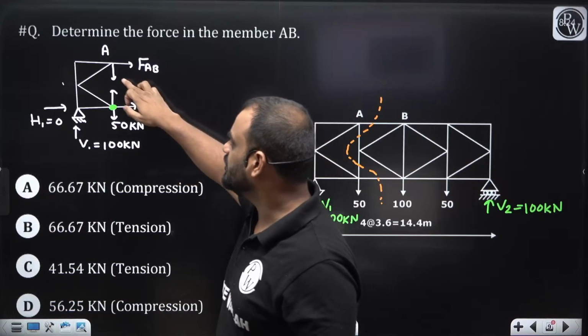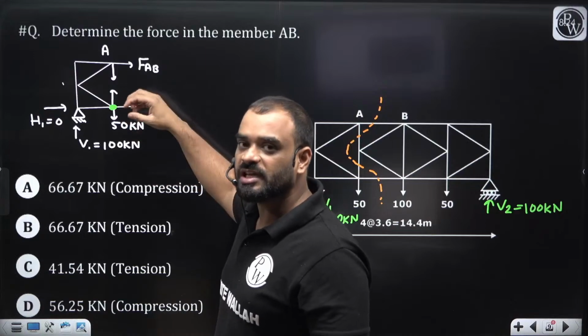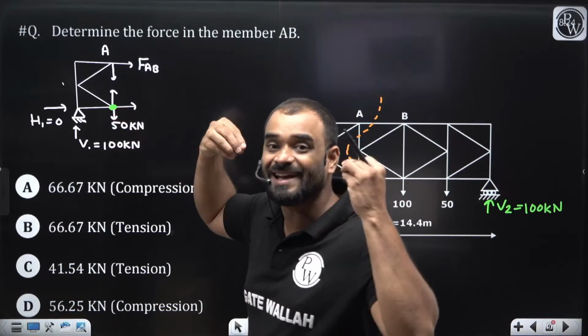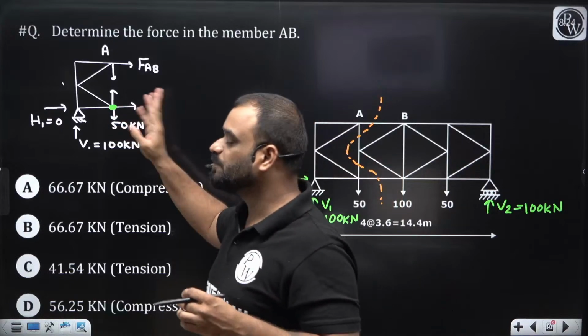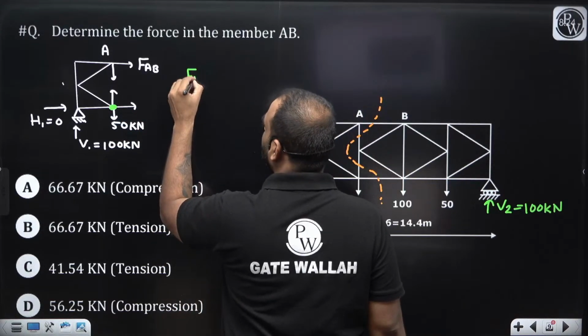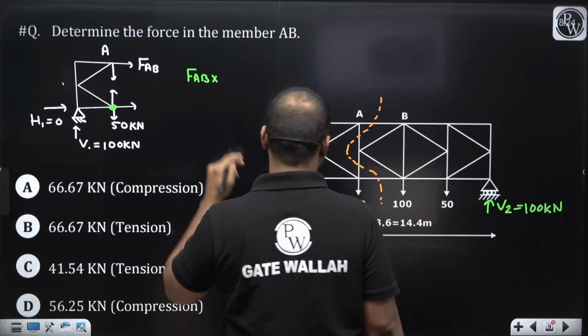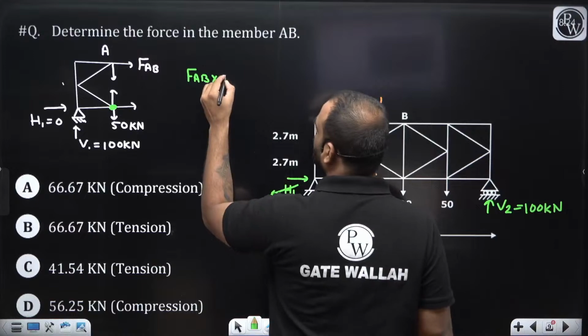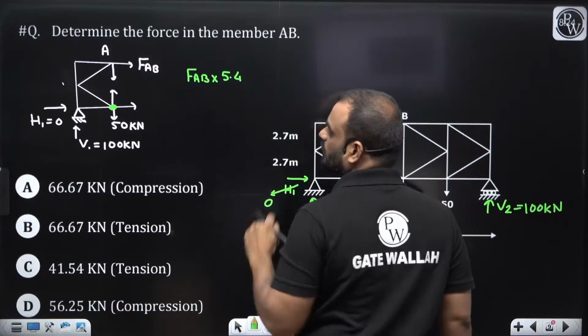If you write it down like this, then we are able to get the answer for the AB part. And you can see here, guys, all three members are concurrent about this particular point, so they will not generate any kind of moment about this point. Okay, so let us write it down. FAB multiplied by how much? This height is 2.7 plus 2.7, that means 5.4. Clear?